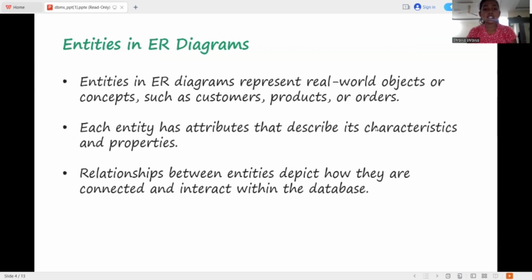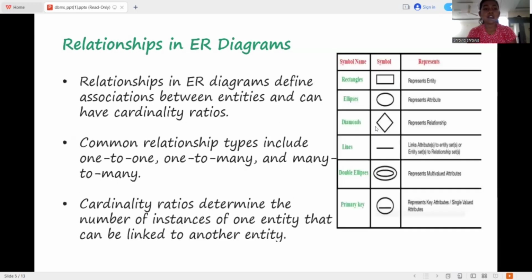We have the entities in ER diagrams. Entities in ER diagrams represent real-world objects or concepts such as customers, products, and orders. Each entity has attributes that describe its characteristics and properties, and relationships between entities depict how they are connected and interact within the database.